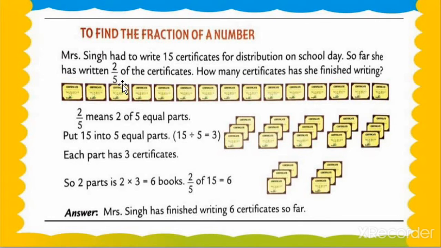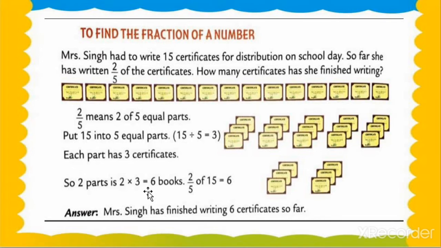15 divided by 5. Okay, so the answer is what? 3. And then after, what to do, my dear students? This 3 we are going to multiply with this digit. So 2 multiplied by 3 is equal to what?